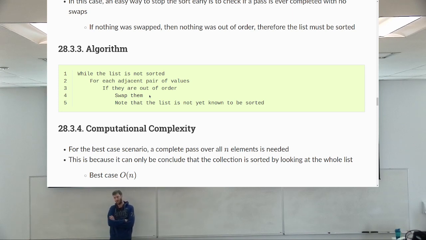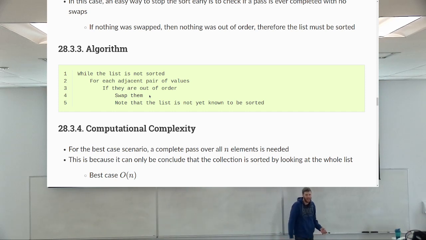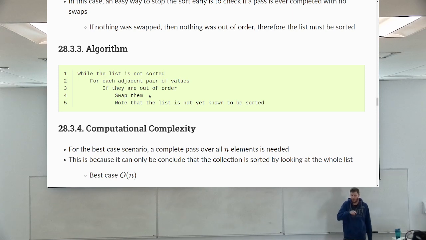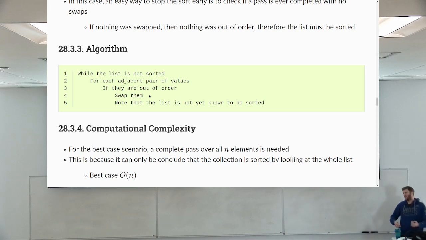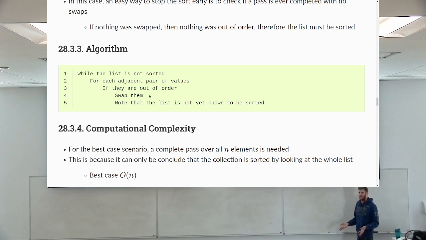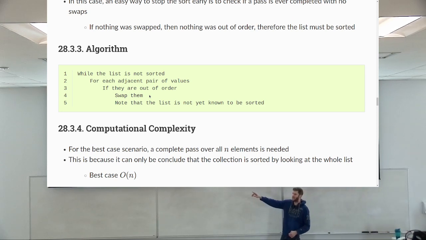N minus 1. Why? It's kind of hard to explain, isn't it? If I've got n elements, you compare 0 and 1. Then you compare 1 and 2. It's just n minus 1. But of course, that's still linear, right? So to do one pass, it's linear time.